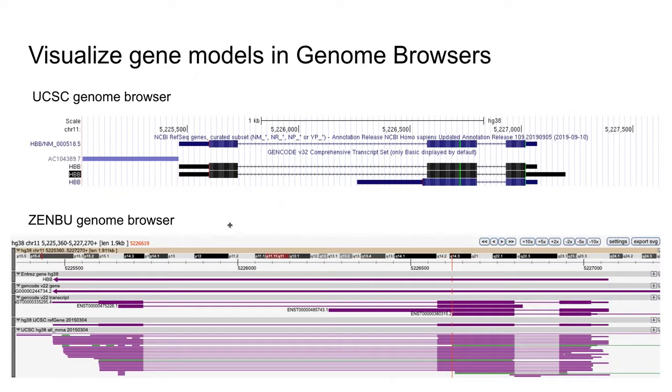When you go to the Zenbu browser, it's basically the same information with a different layout. It's the same gene, it's the HBB gene. You have chromosome 11 here, and you see the whole locus. This is another gene model, a different gene, that goes from here to here. It's on the minus strand, of course, the same gene, same information. You have the GenCode gene as well, which is slightly longer here upstream.